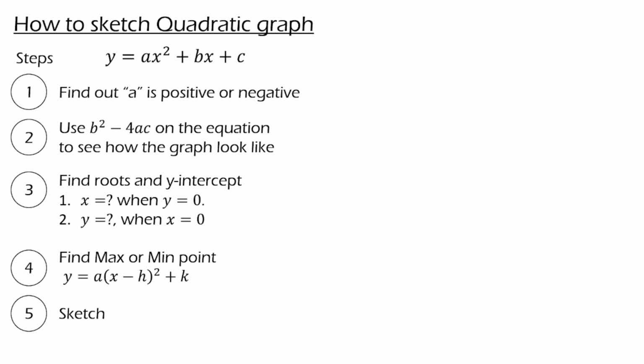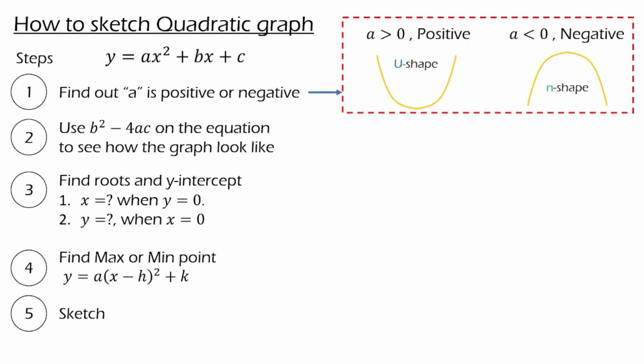I've prepared all the steps that are required to sketch a quadratic graph. All the steps here have their own reason. Let me explain to you one by one. Let's start with step 1. Step 1 is to find out whether our a is positive or negative. If our a is positive, we are going to have a U shape. If our a is negative, or less than 0, we are going to have an n shape.